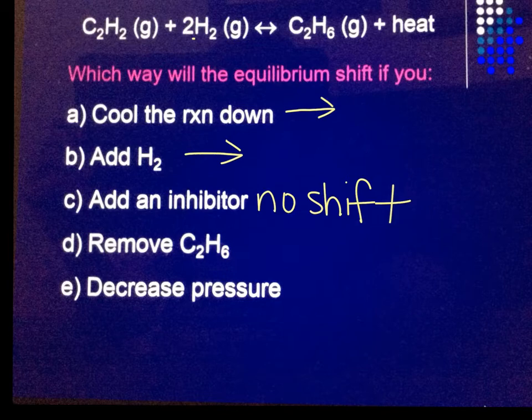Okay, the next one, remove C2H6. So C2H6 is right there. If you were to add more, it would go away from itself, right? So removing is the opposite, so it's going to go towards itself. Then that one would shift to the right.